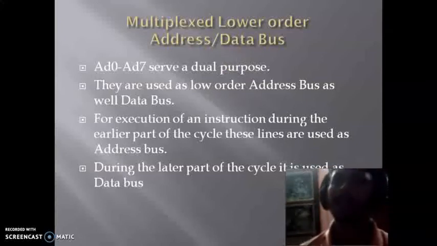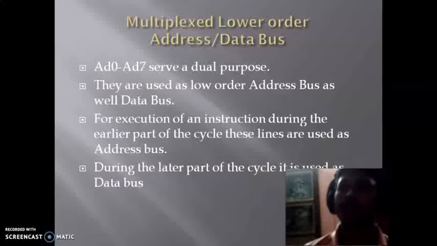Next, the multiplexed lower order address data bus, which is very important. Here AD0 to AD7 serve a dual purpose role, meaning they can be used as the lower order address bus as well as the data bus. Now how can this be done? With this lower order address bus, a latch LS373 is connected, and a signal called ALE, the address latch enable signal, is sent to the latch to activate the address.